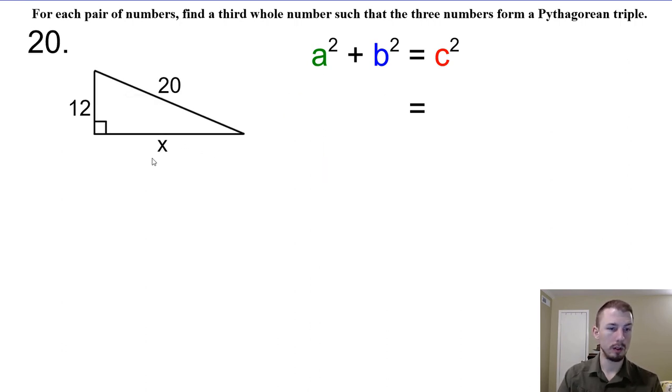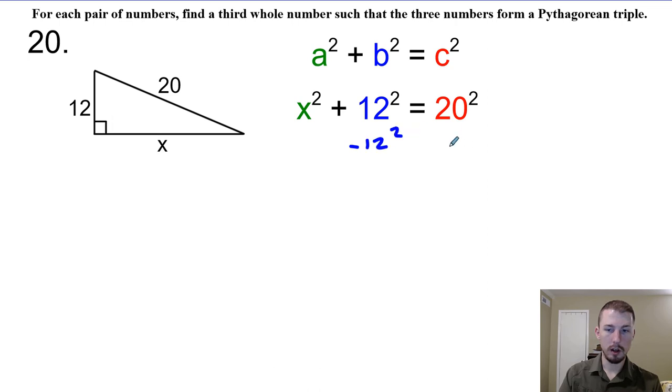All right, so what's the missing one here? Well, if you notice on this one, we're subtracting. So what's going to end up happening on this one when we rearrange it is we're going to end up subtracting the 12 squared from both sides. So it's going to be minus 12 squared, minus 12 squared.